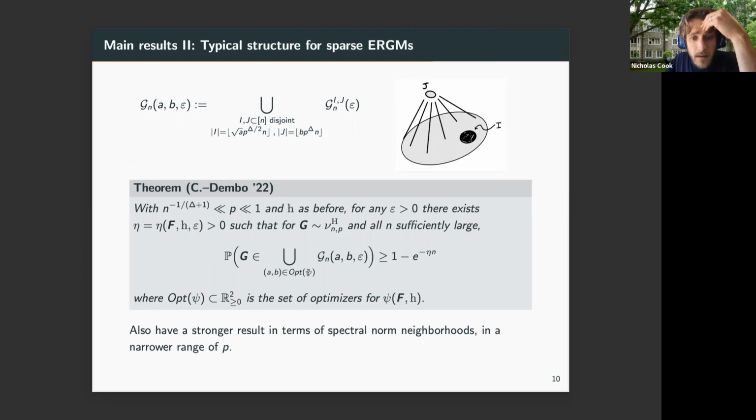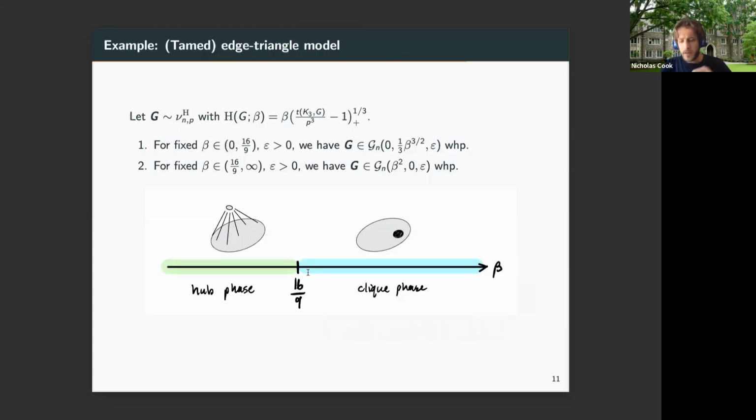Yeah, so then we also have a different result that expresses how close your sample is to one of these graphs in terms of a spectral norm, but I won't state that one. So I think I just have a few minutes left. I'll just end with some pictures that give the phase diagram for a couple of examples.